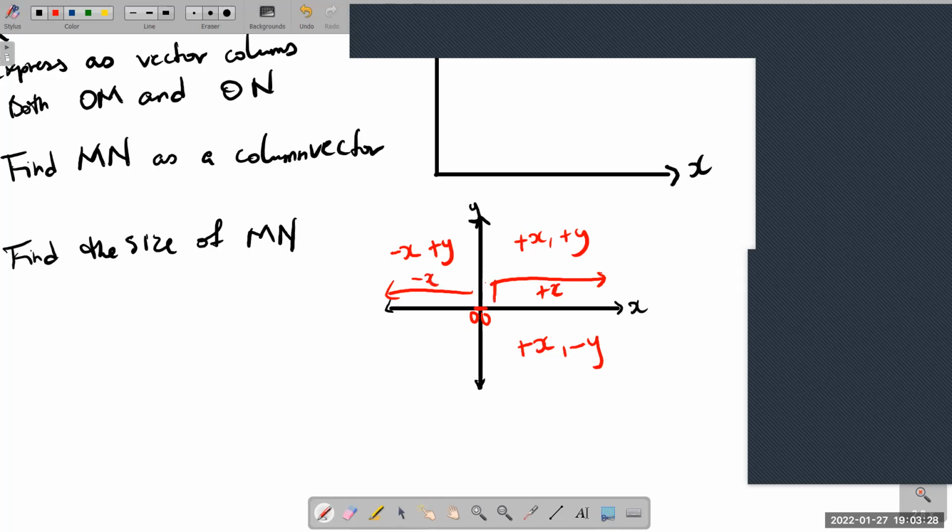Anything above this line, Y is positive. Anything below this line, Y is negative. Everybody see that? So let's look at this section here. What is going to be the value of the X in this section? What type of X do we have on the left-hand side? A negative X. And what type of Y do we have below the Y-axis?